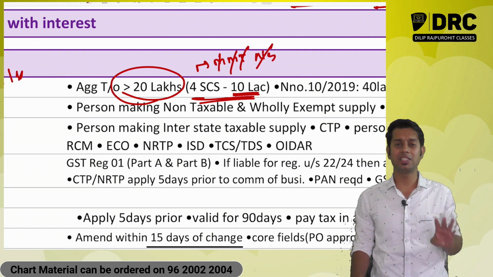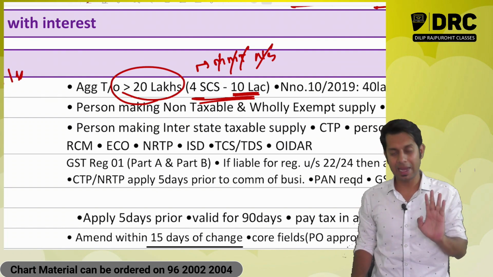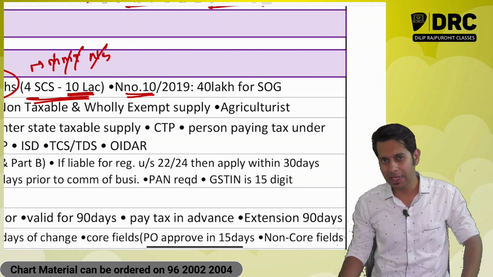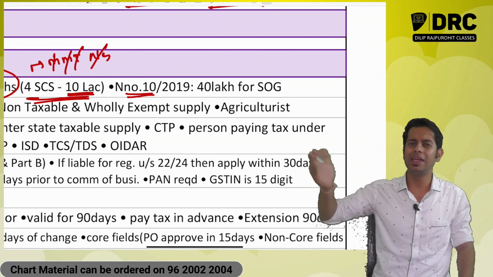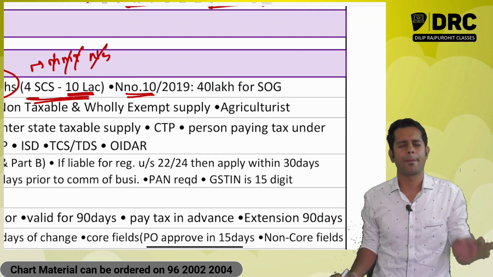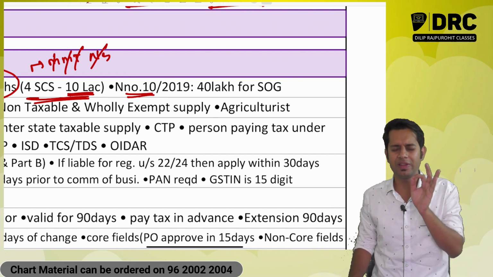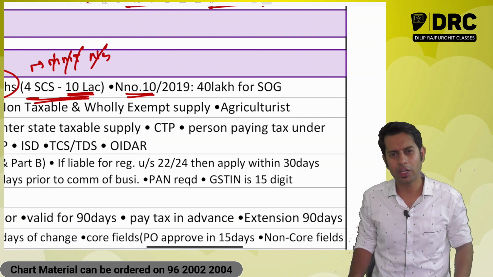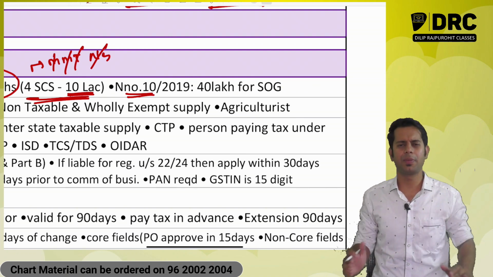For these 4 special category states, the limit is how much, sir? 10 lakhs instead of 20 lakhs. Then there is a notification number 10/2019, which has given increased limit. It says, if you are a person who is exclusively supplying goods and if your aggregate turnover does not exceed 40 lakh rupees, then you are exempted from taking registration.